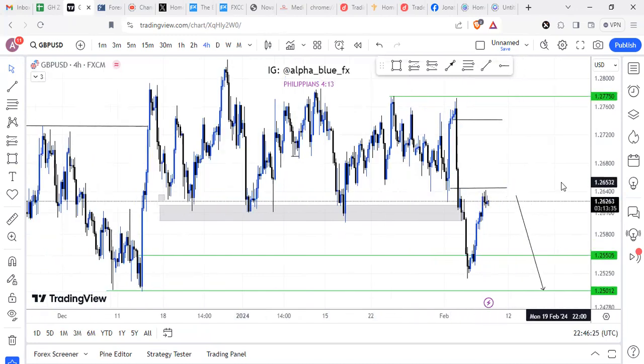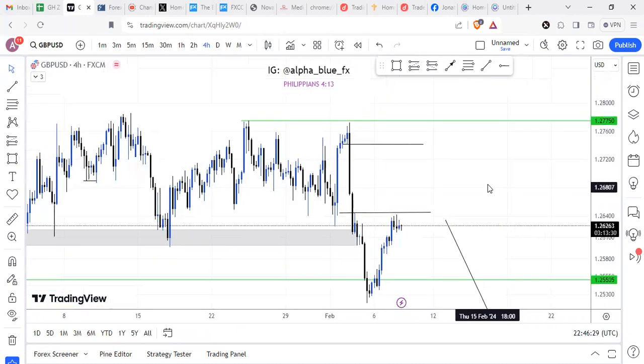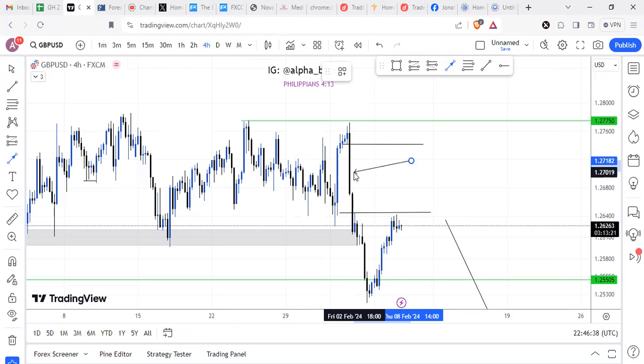But one thing to note here is that we have a very huge imbalance up here. There are actually two things that are making me not so comfortable with selling at this point. The first reason is that we have a very huge imbalance in here. And this imbalance, I don't know to what extent it will want to be filled before price starts to sell off, right? So that's one.